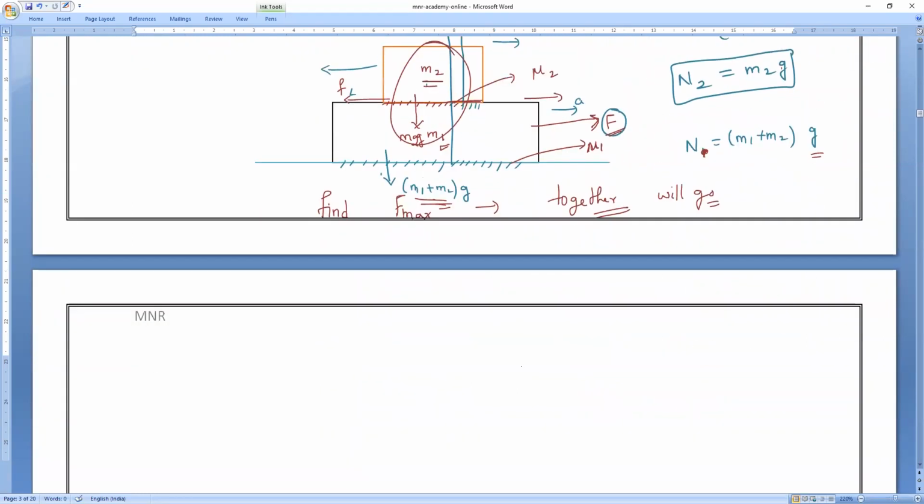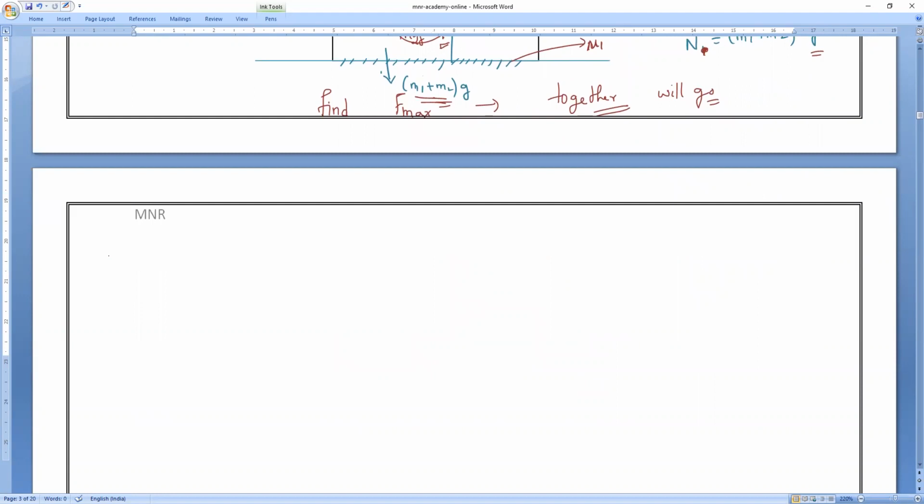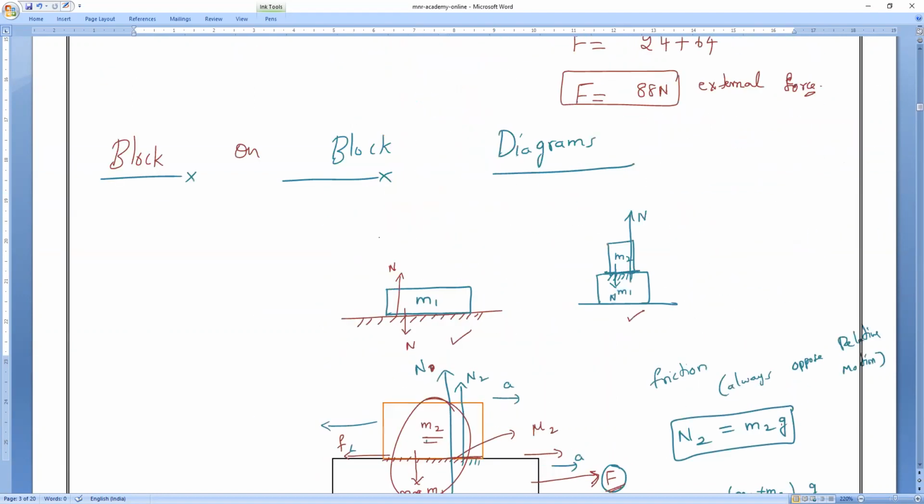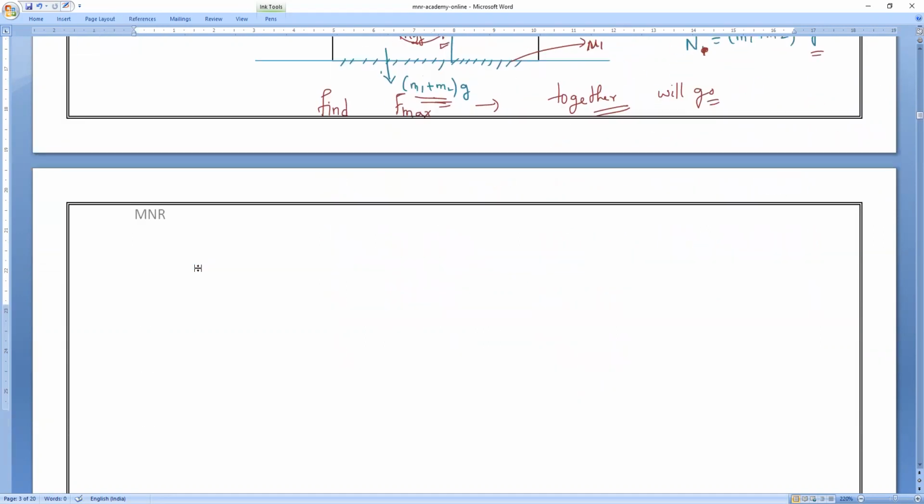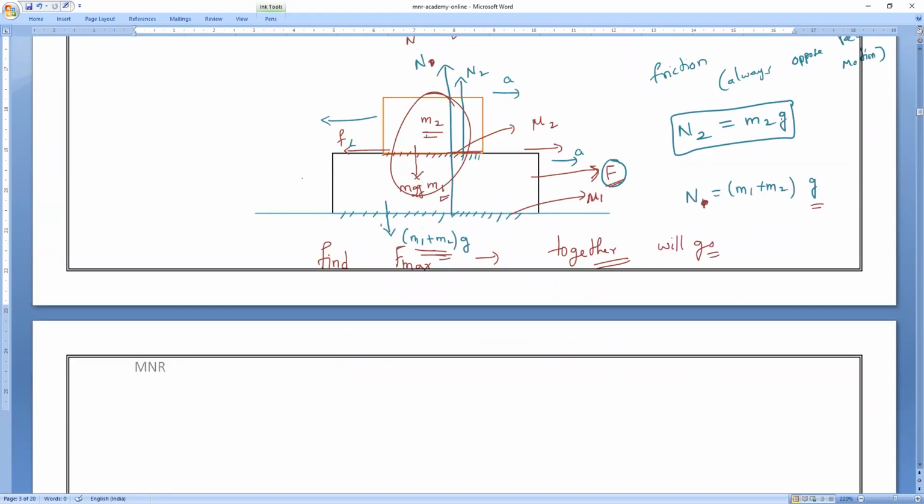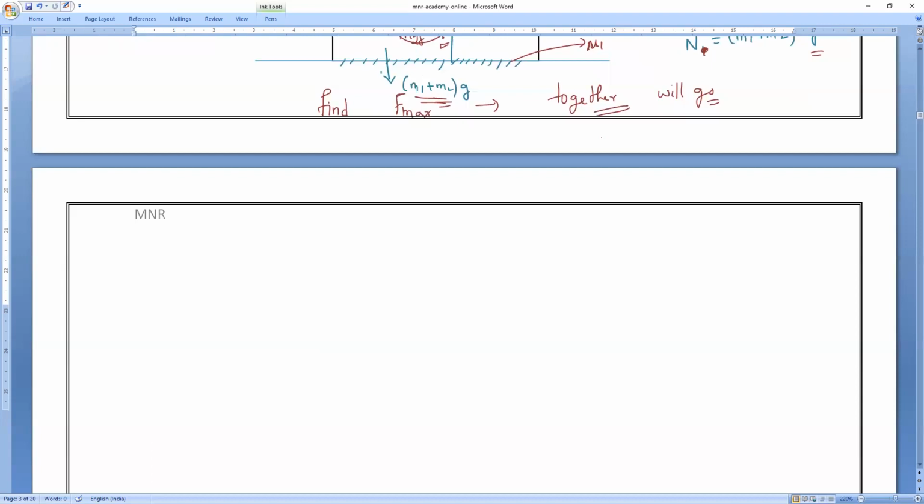Now, if you want to solve this maximum problem, what is our target? Actually, block on blocks, everybody. We should find a maximum force in such a way that both the blocks go together. The first block should not move forward or backward or stay stationary. Both the blocks should go together. So that is the force we have to calculate.